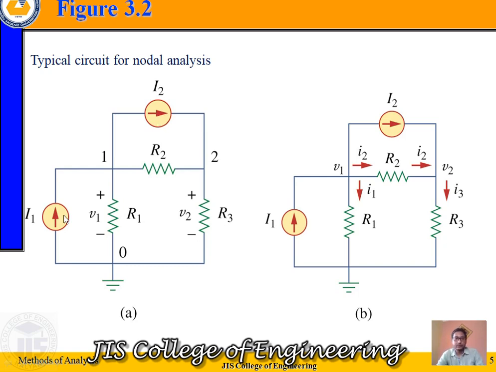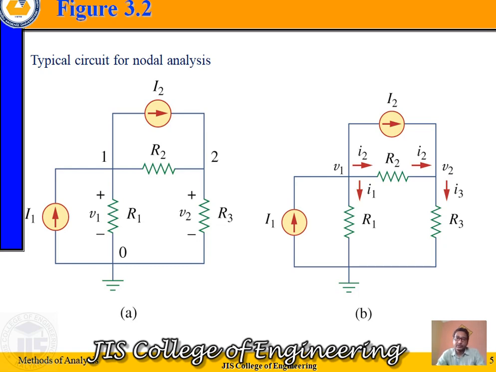This is the current source, this is also a current source having values of I1 ampere and I2 ampere, and these are my resistances R1, R2 and R3. Now our aim is to find all the currents in the branches by using node analysis.